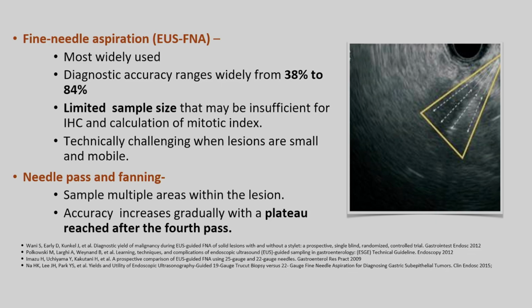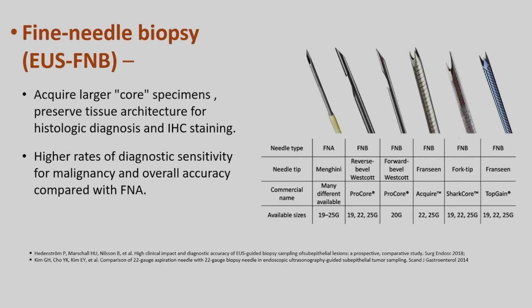Fanning is very characteristic, like how you do for any solid organs. It gives a better sample, but after the fourth pass there's a plateauing in the amount of tissue you get, because you get a lot of blood if you keep on continuing with it. So FNB needles are the way to go currently. They give you a core specimen, the whitish tissue, on which you can do macroscopic examination. The main needles are Franseen and Fork-tip, and more and more needles keep on coming every year, but these needles really have a good overall tissue yield when you use them.